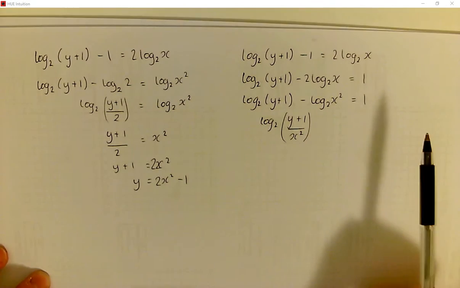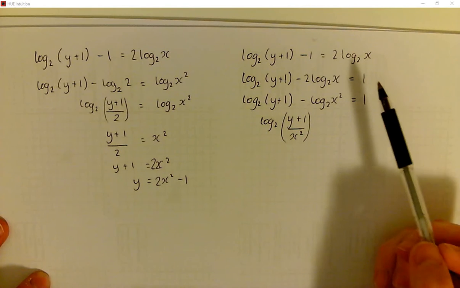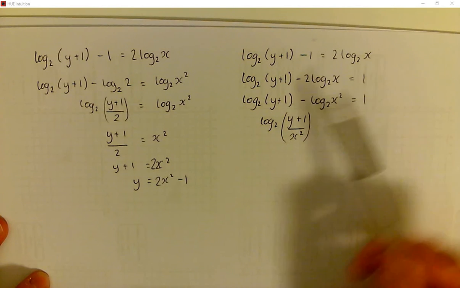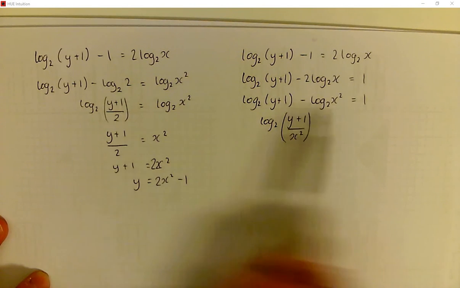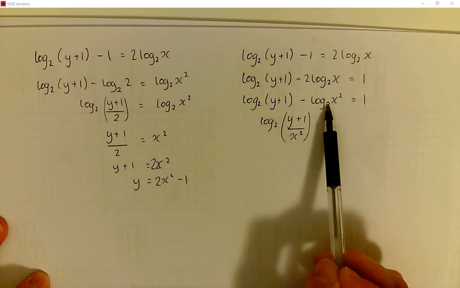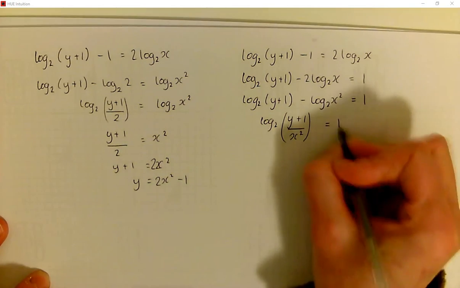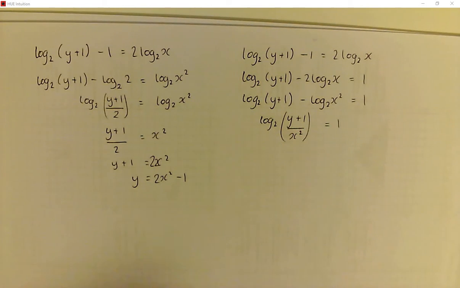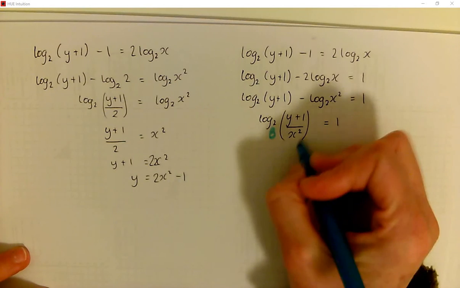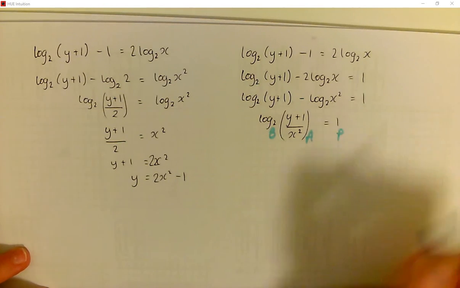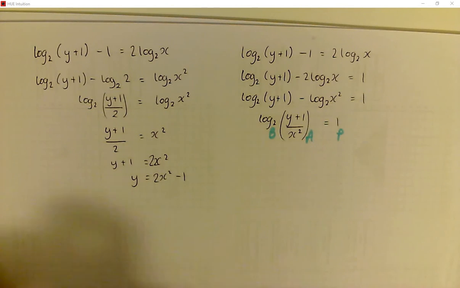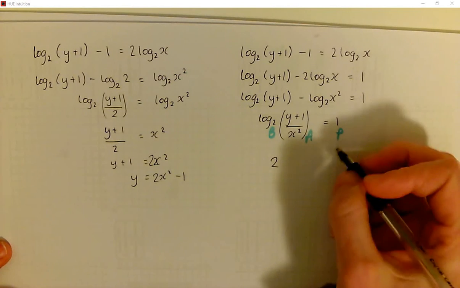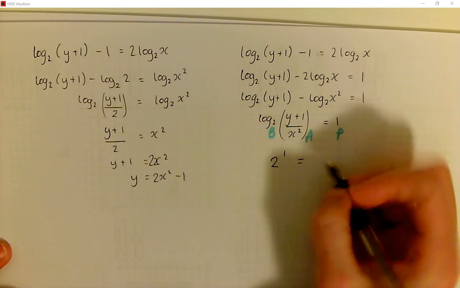So we've used two rules in both methods. We have used the power rule, so the 2 can come up to the power here. And we've also done the subtraction rule in both cases, where we do the first thing divided by the second. That equals 1. Now I'm going to do base answer power. So there's my base, this is my answer, and this is going to be my power. Or you might know it as number answer power, so BAP or NAP. So my base is 2, my power is 1, and that equals my answer.